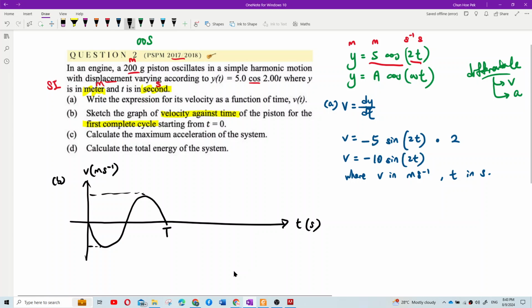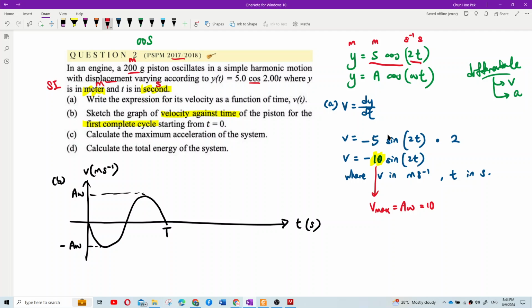Okay. So of course this must be A omega. If V is maximum, this is negative A omega. If this is A omega, this is negative A omega. What is A omega? This is the A omega. This is the V max, this is the A omega, which is 10.